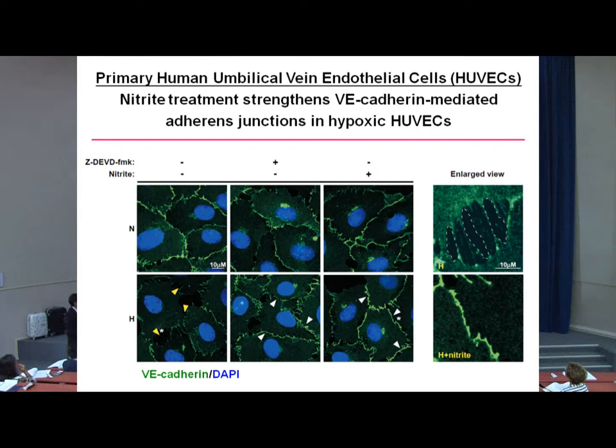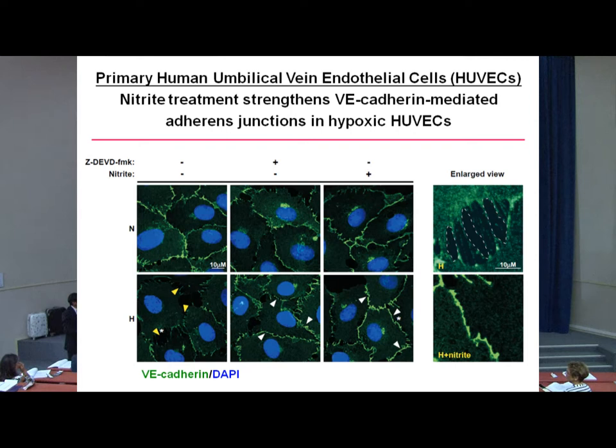The other primary endothelial cells are HUVECs, which are popularly used by many labs. So here, we look at the adherent junctions by examining the VE-cadherin-mediated cell-cell adhesion by immunofluorescence. You just look at what happens in response to hypoxia. If you look at the enlarged view here, hypoxia would lead to the disruption of VE-cadherin-mediated cell junctions, which is reproducible from many literatures already reported.